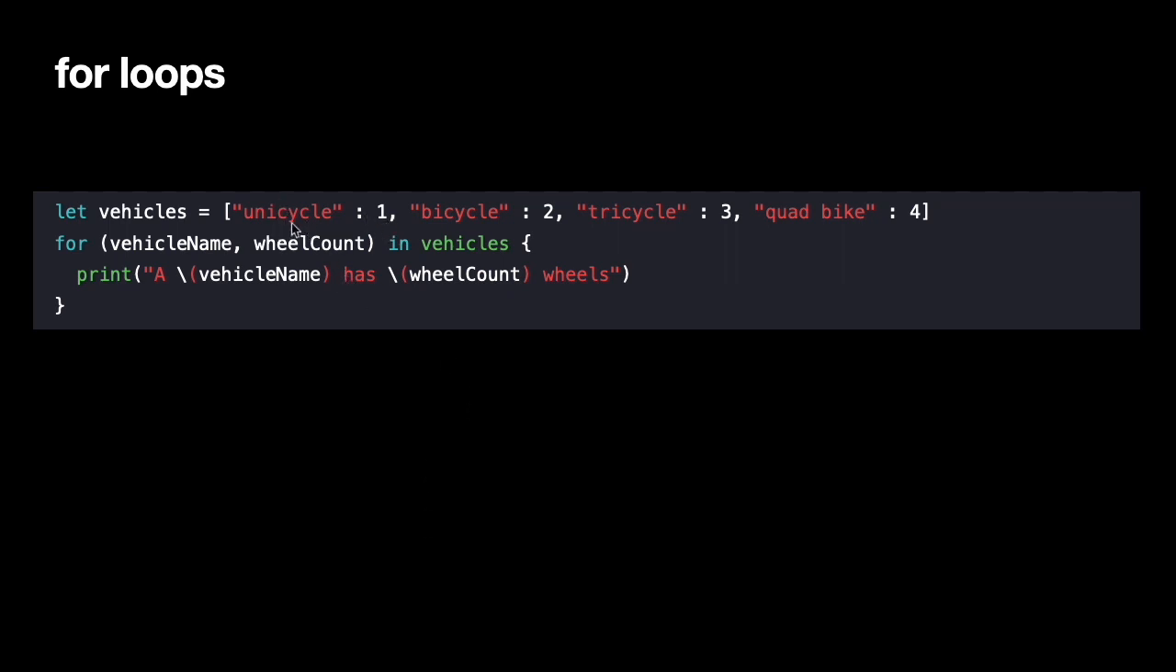Here is a dictionary with 4 key value pairs. The key is of type string, and each value is of type integer. And then we can iterate through the dictionary, where each time we iterate through the dictionary, we'll get a tuple, where we get the key, in this case type string, and the value, which in this case is type integer. And then we can perform our code having access to both the key and its corresponding value. Dictionaries are not ordered, so there is no guarantee that unicycle will be first.